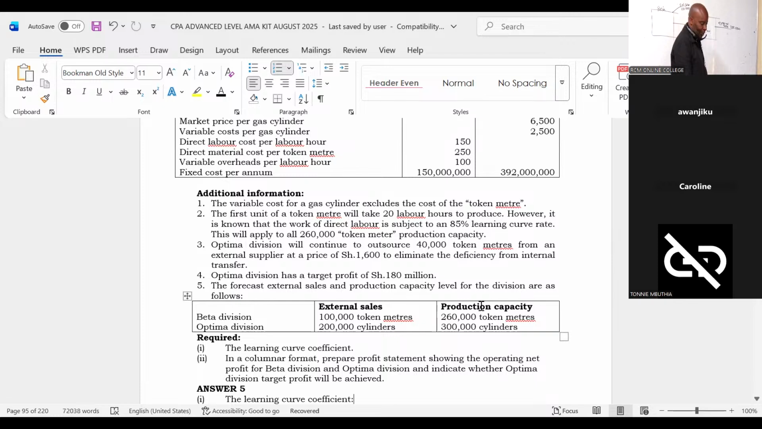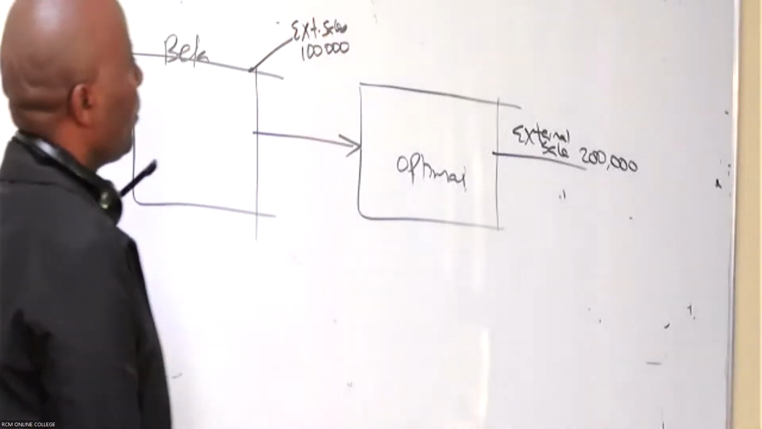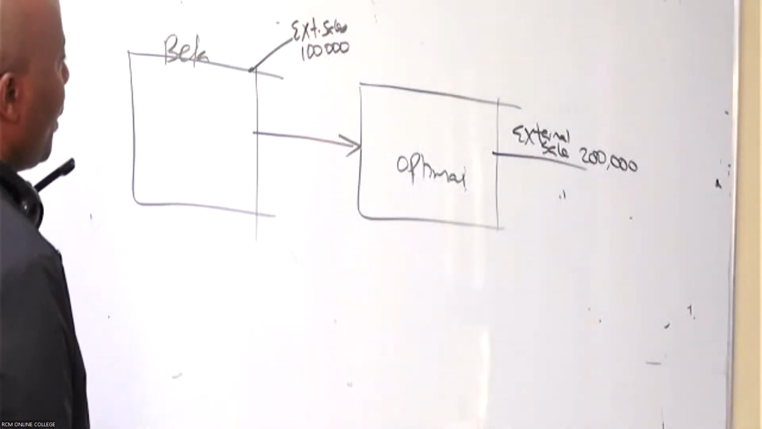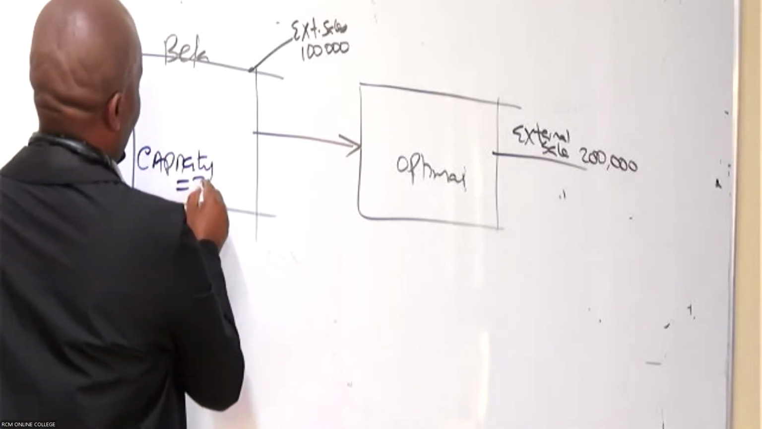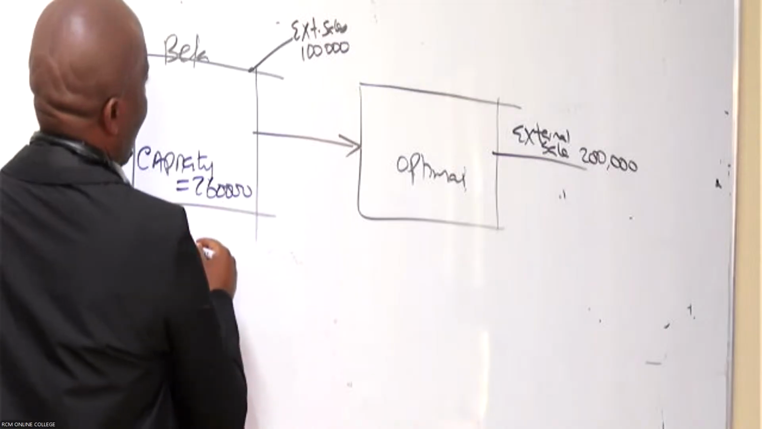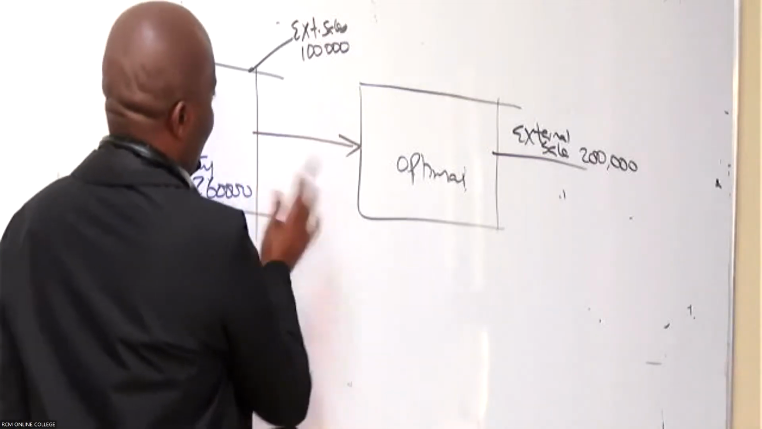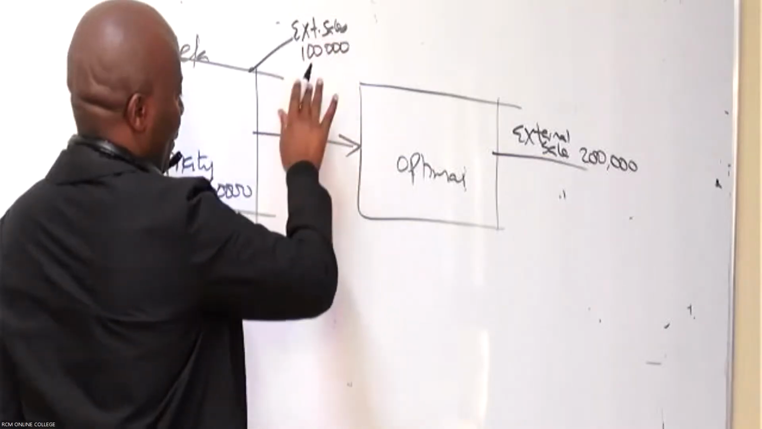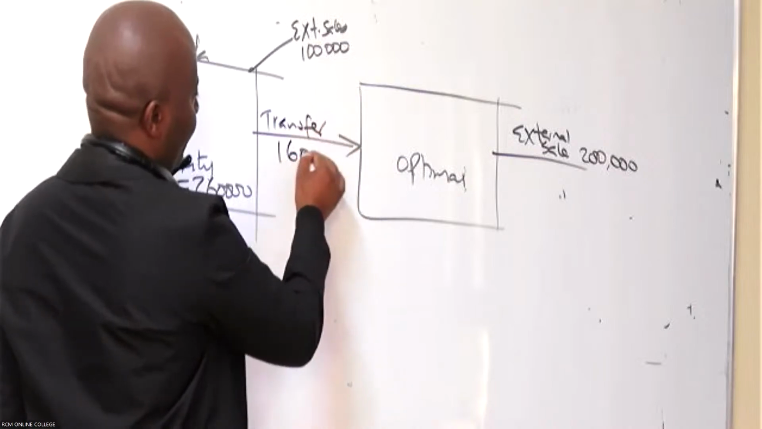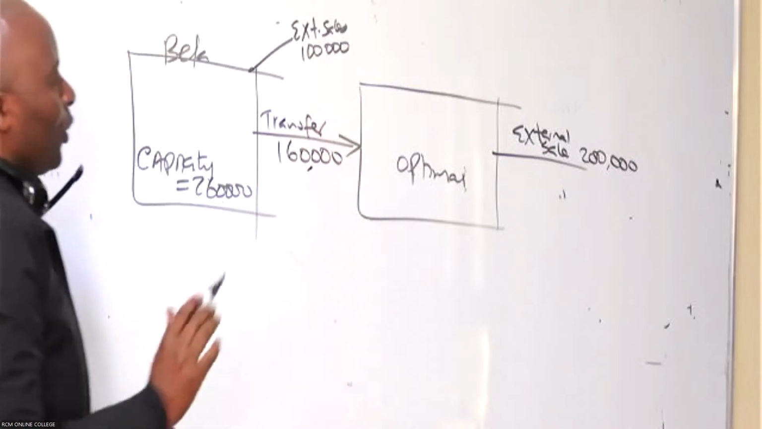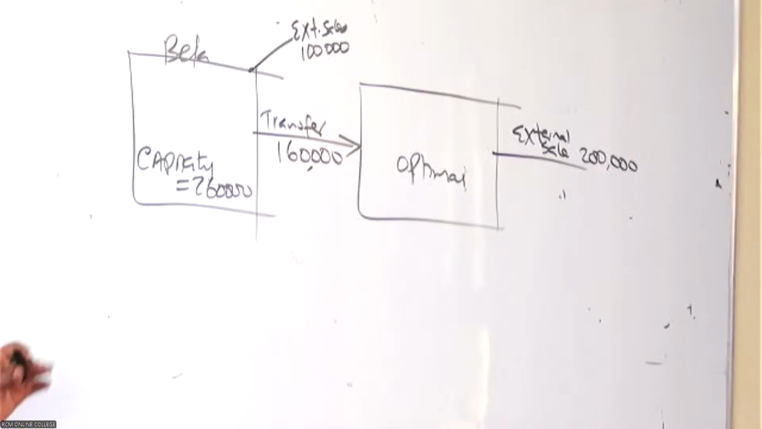And then the production capacity, we can see for beta, 260,000. Yeah, total capacity. Meaning that it can very comfortably, without snatching anyone's business, transfer how many internally? 160. It can very comfortably transfer 160,000 without snatching any business.